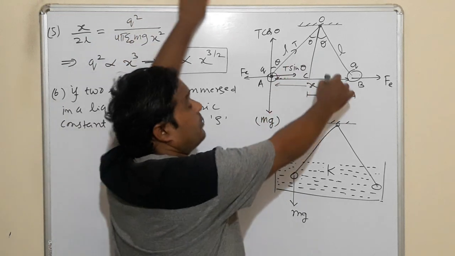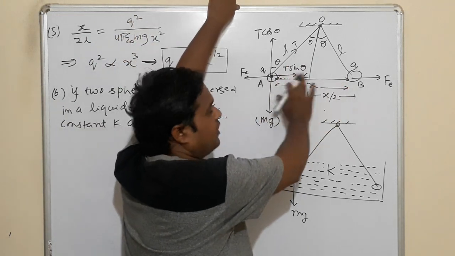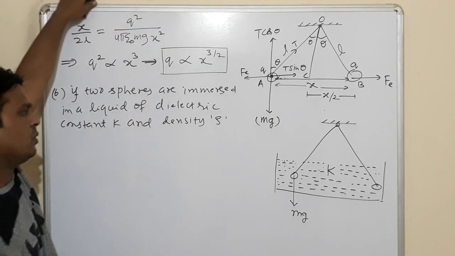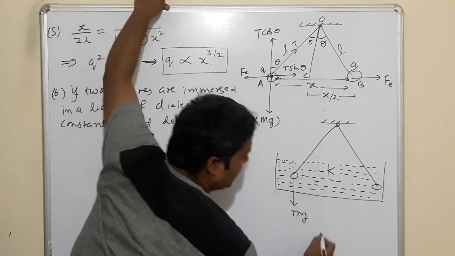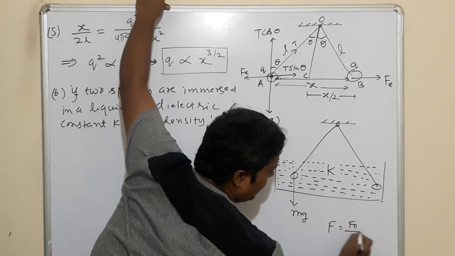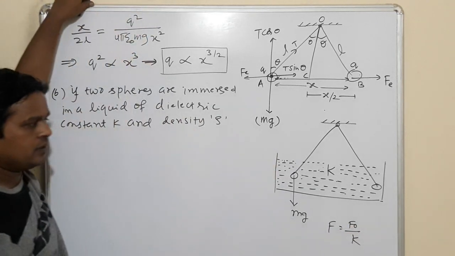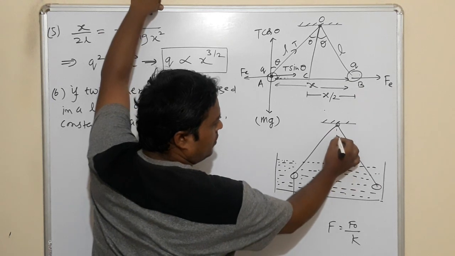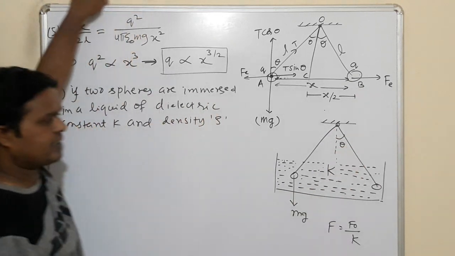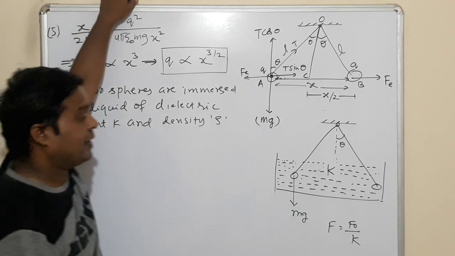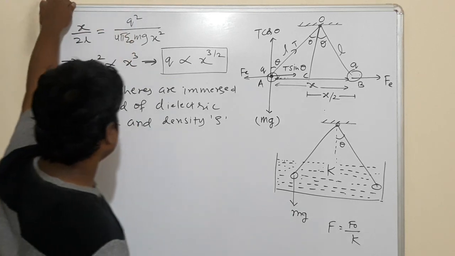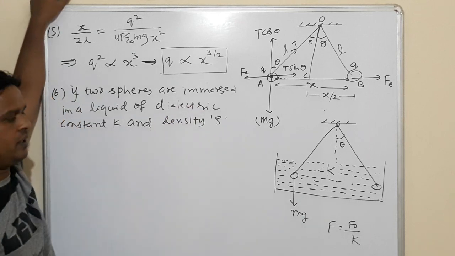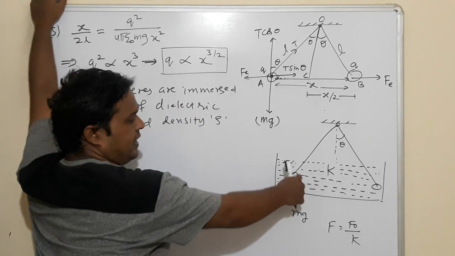Force in the air was 1 by 4 pi epsilon naught times q into q by x square. Force in the medium will become the force in air divided by the dielectric constant. Then how will the weight change? The weight will change according to Archimedes principle. What is Archimedes principle? What is the apparent weight of this body inside the liquid?